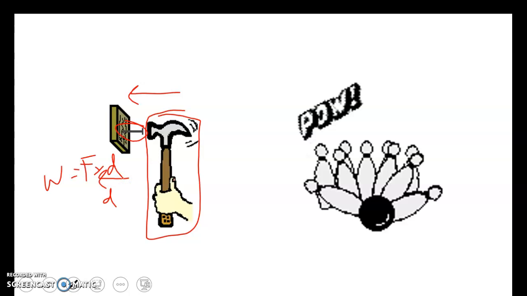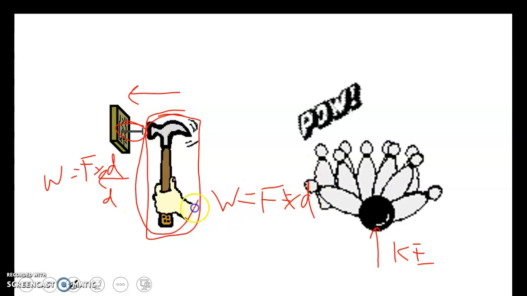Bowling. The ball has kinetic energy due to its motion. The pins are stationary. Once the ball hits the pins, it applies a force that moves the pins a distance, right? And if we move the pins a distance, we are doing work. So mechanical energy, in this case kinetic, in both these situations, the kinetic energy of the objects is doing work on the stationary objects that it comes in contact with.